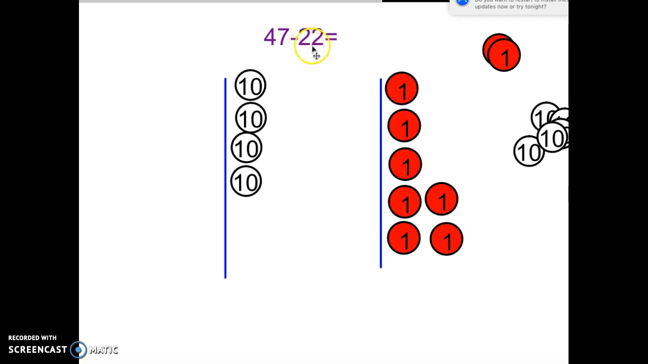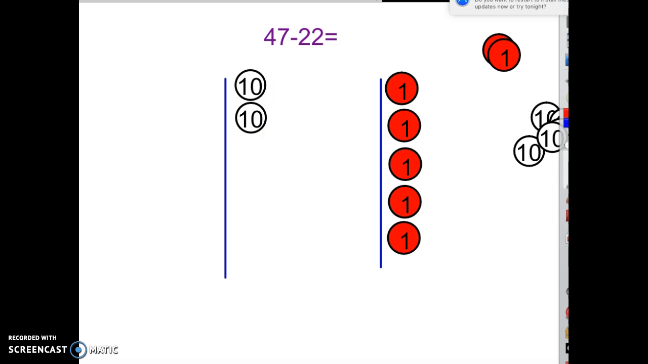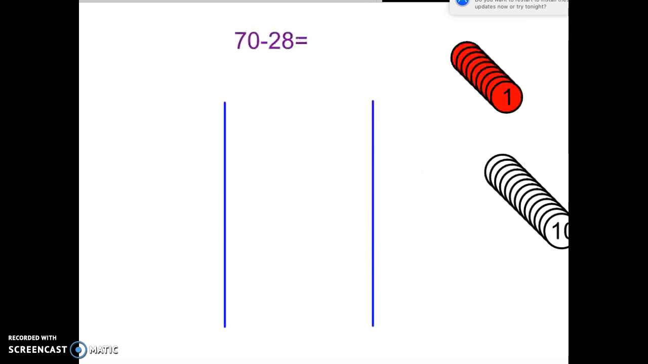Can I take away 2 tens and 2 ones? I can. So that means I don't have to unbundle with this one. I'm just simply going to take them away. Here's 10, here's 20, here's 21, here's 22. And what do I have left? 25. And that's my answer. So I just write it down, 25. So sometimes we're going to unbundle and sometimes we're not going to have to. It all depends. All right, try this one.